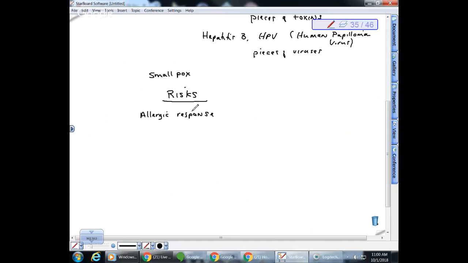The other risk is that you could get the disease, right? But this is only if we're looking at a weakened version. If a weakened virus is inserted into you, generally, it's not going to make you as sick as if you were exposed to the strong, normal virus. So it would be a weakened version of it.